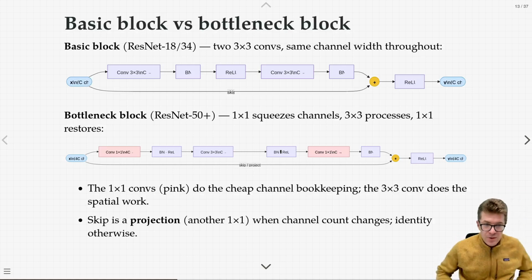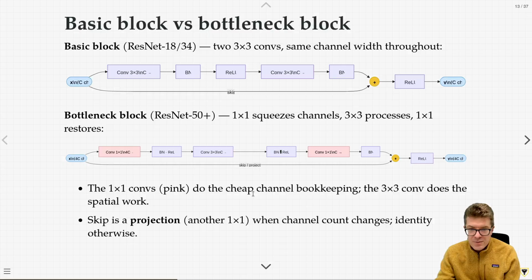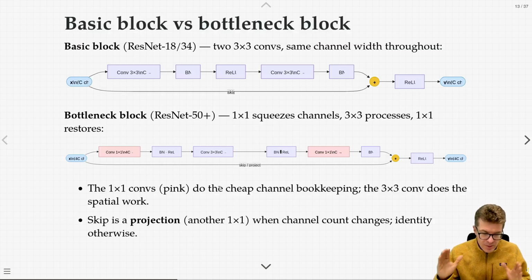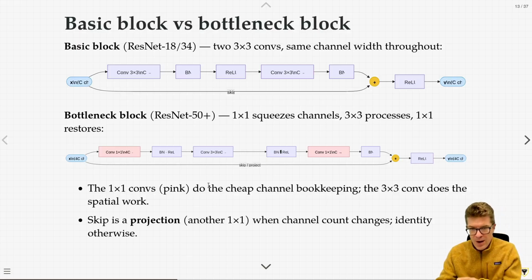And by forcing information to pass through these tiny little convolutions, this basically does cheap channel bookkeeping. It's a little bit like PCA, a little bit like feature compression, and it'll help us retain information that's valuable. And the 3x3 convolutions will do all the spatial work that we talked about last time. So we'll still have this skip projection over here. This is another 1x1. So when the channel count changes, we have to account for it to make sure everything lines up properly. But this is handled for you under the hood. You just need to know that it exists.